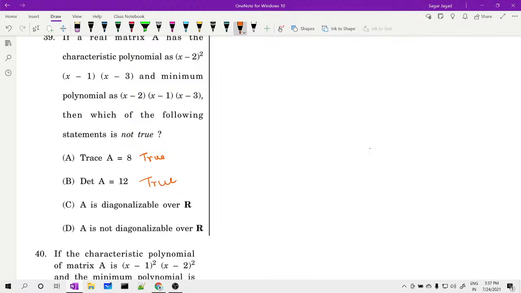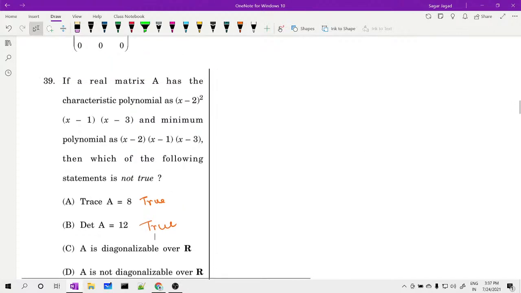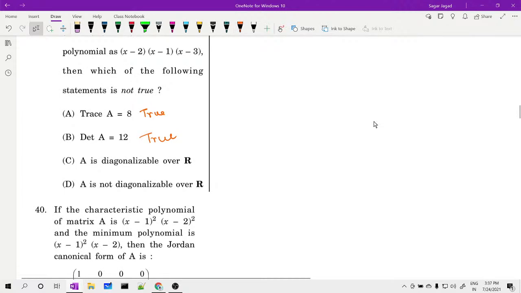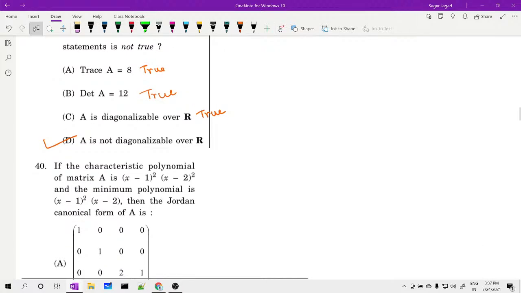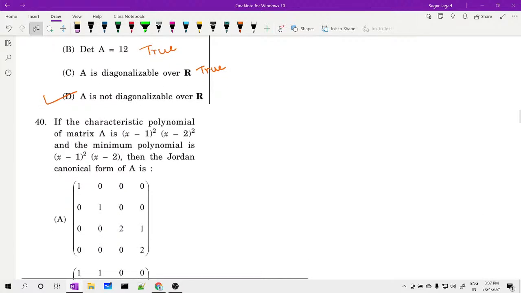It is diagonalizable over R, or it is not diagonalizable over R. So we know that if the minimal polynomial is of linear form, then it is always diagonalizable, right? If the minimal polynomial is in linear factors, then it is diagonalizable. Here it is not, hence this statement is false.